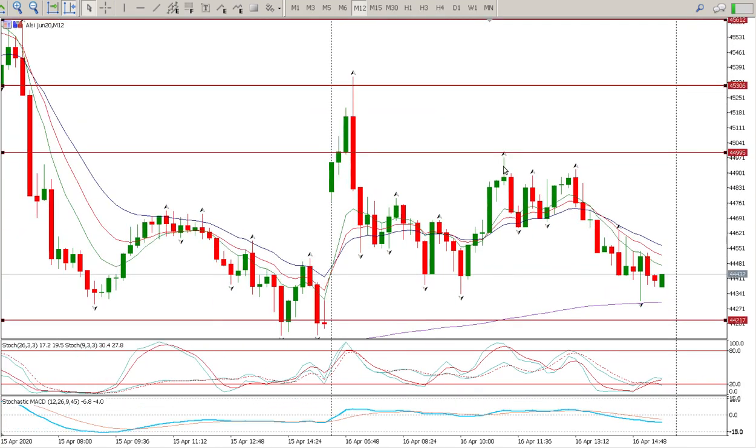Okay, so we're looking for pin bars. We're looking for engulfing bars like this or like this. We're looking for double engulfing bars, exactly like this. That gives you an indication it's going up. And pin bars. There's a pin bar there, and there's another pin bar there. Okay, so that's what you're looking for.